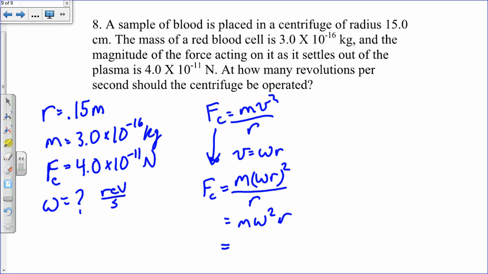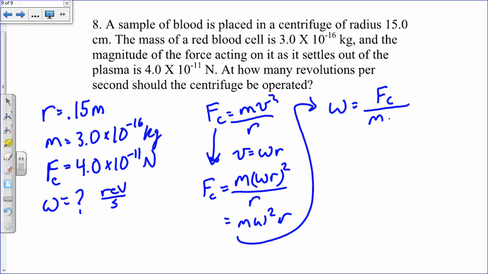My mass is given. It's 3 times 10 to the minus 16. I'm looking for omega, so let me erase this. Let's just solve this for omega: omega equals the square root of F_C over m r.